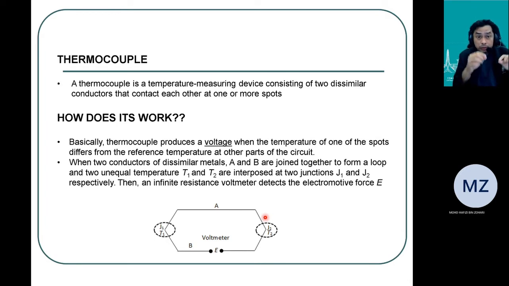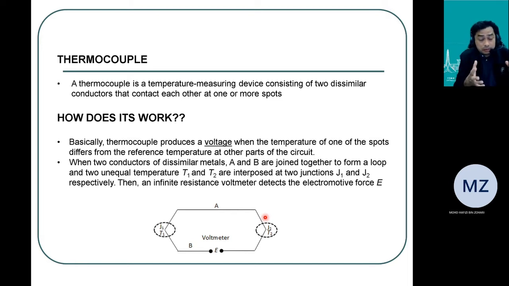Because there's physics behind this. The two materials, basically metallic materials, have special physics whereby electrons will move from one material to the other. Because of this, it creates its own potential difference. This is the definition of EMF, electromotive force. Two materials combined together will create electromotive force.